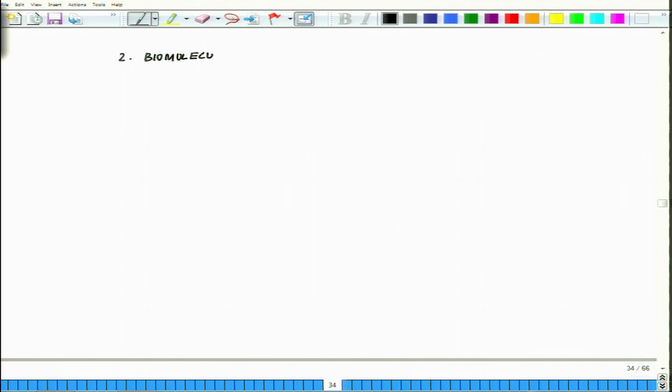Biomolecules as template to design nanomaterials. Okay.